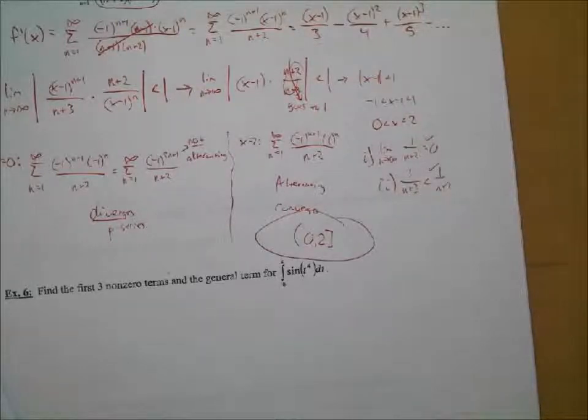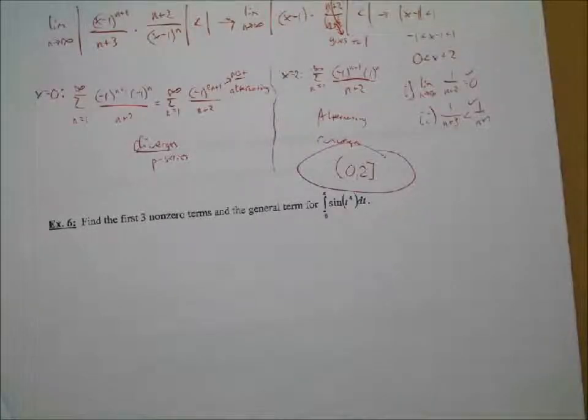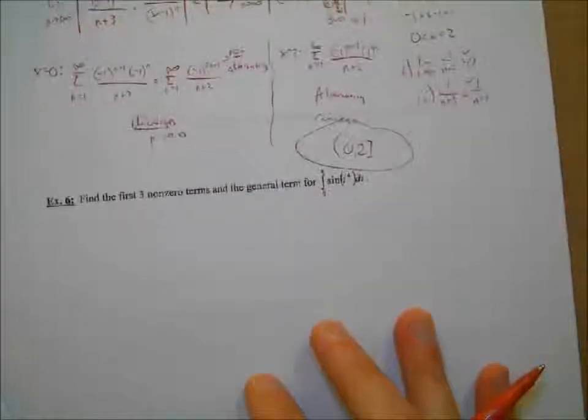All right, so number 6, find the first 3 non-zero terms and the general term for the integral from 0 to x of sine of t to the 4th dt. Okay, so before we integrate the sine of something, let's figure out what the sine of that something would look like as a power series. Okay, so, let's see here.